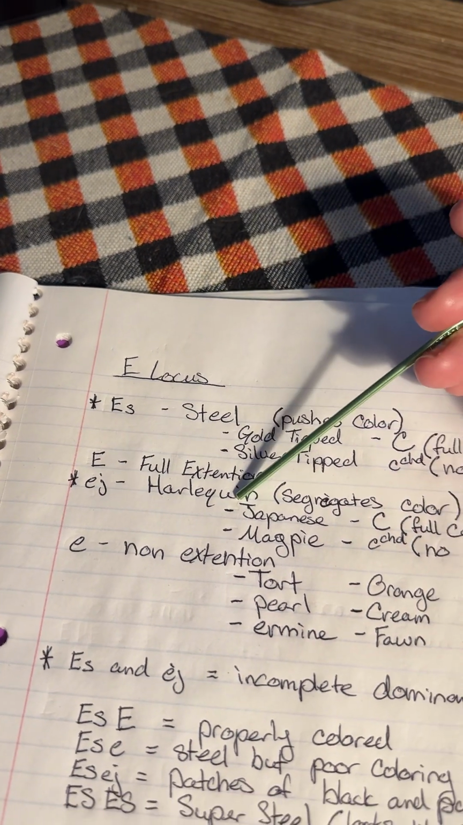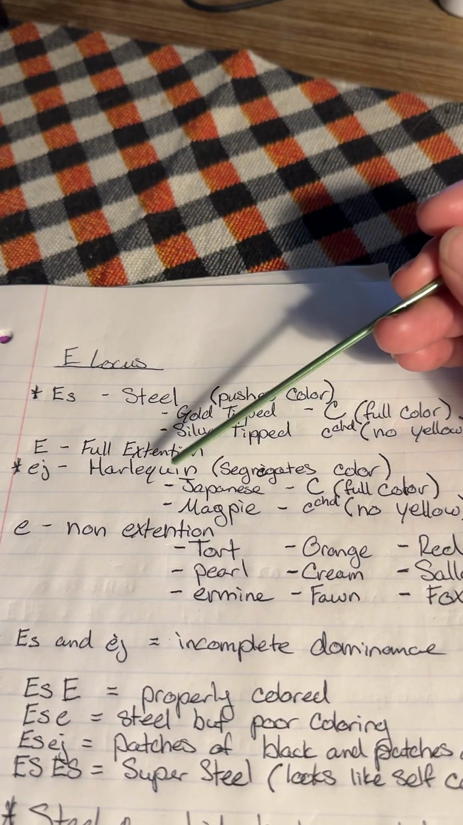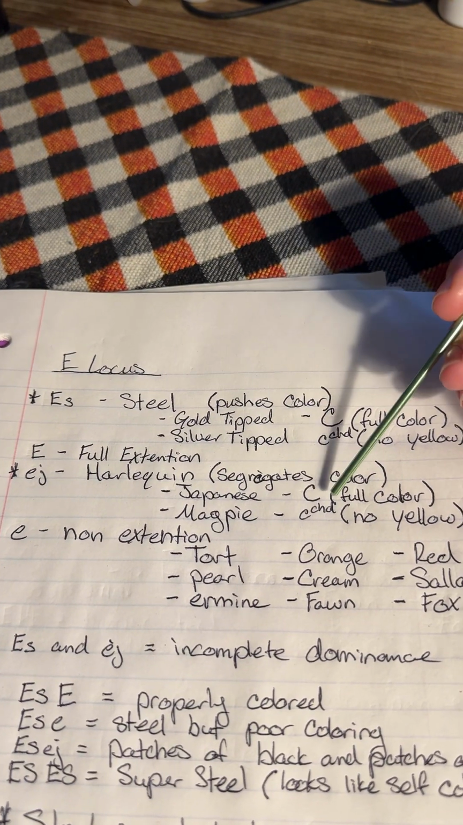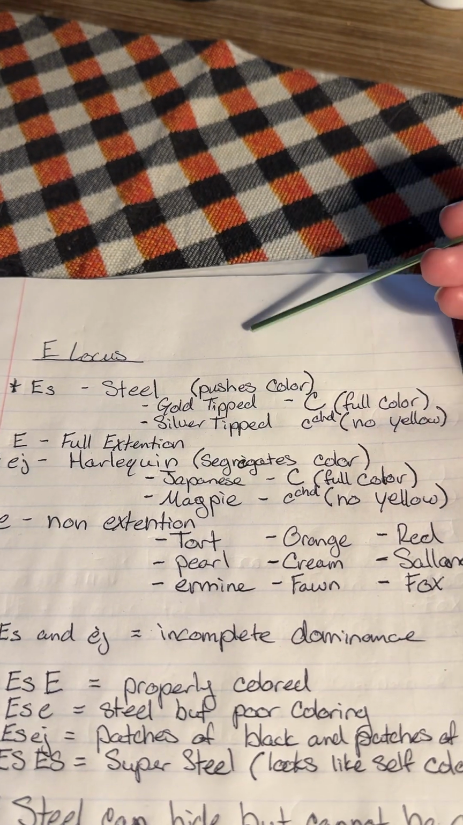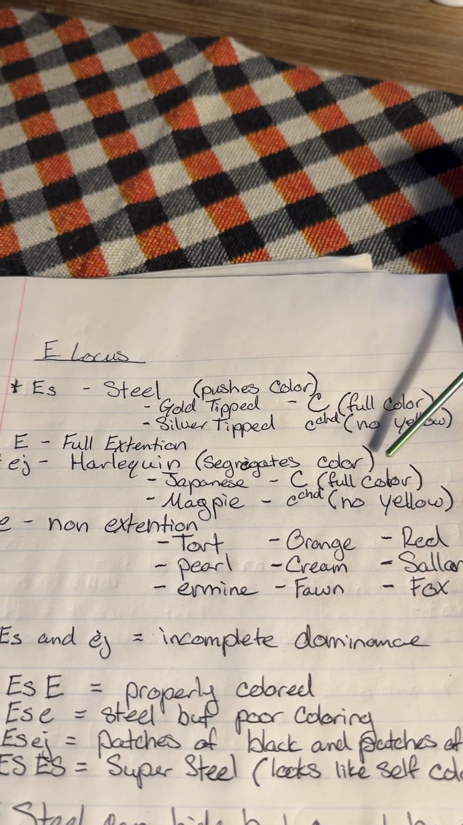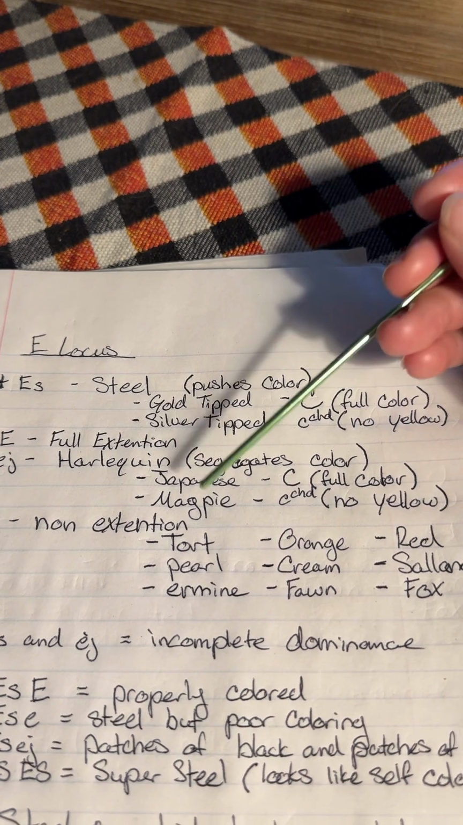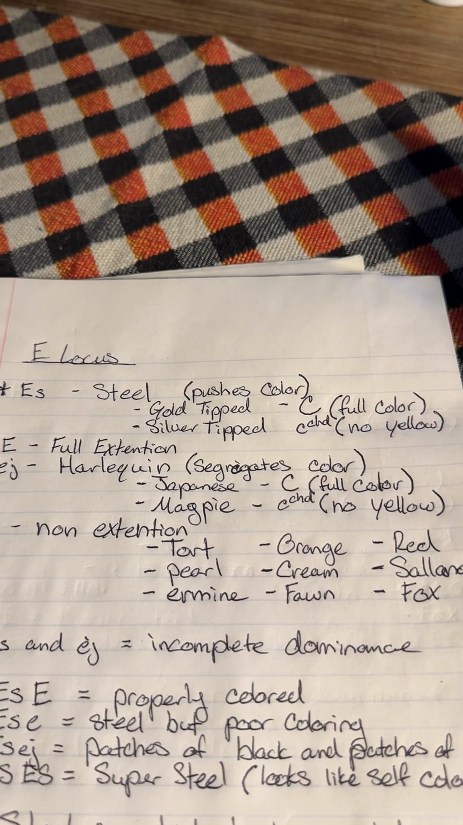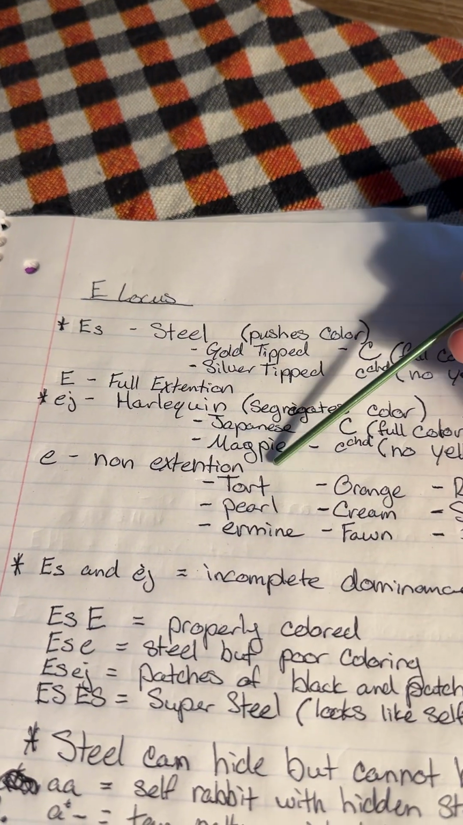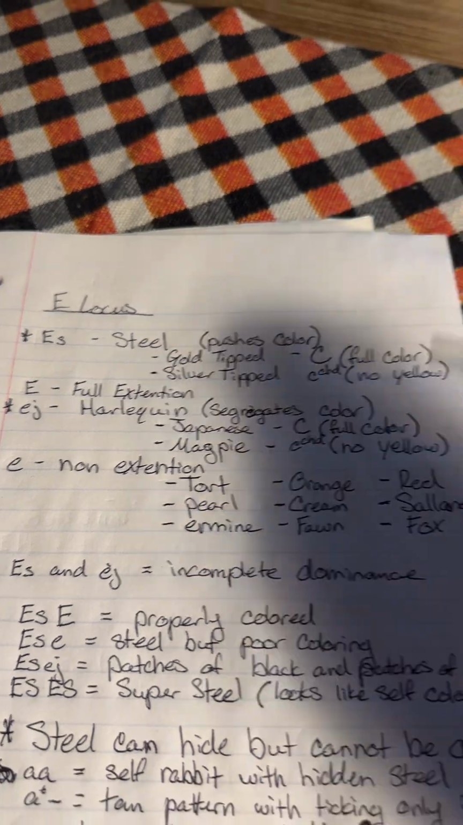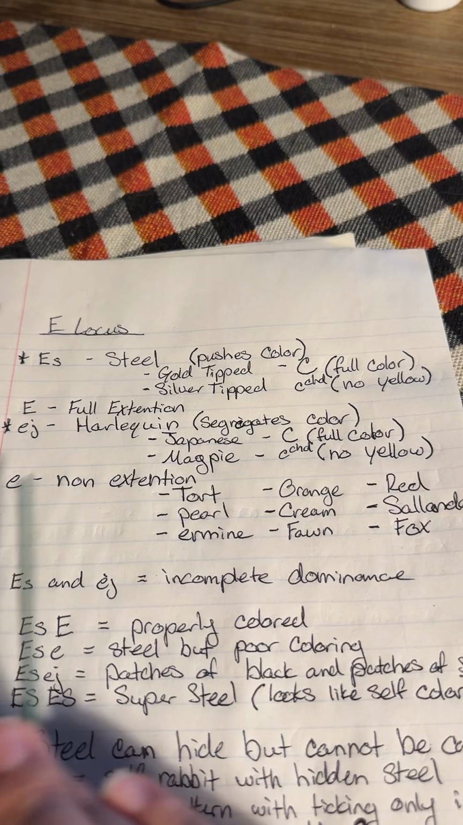Followed by harlequin, and that segregates the color into like a brindling pattern. And again, this is going to be dependent on the C locus as well for the color that you get. A Japanese harlequin will be splotches of black and orange, whereas a magpie, if it has the chinchilla dark, so no yellow, will be splotches of black and white. And then finally, we come down here to non-extension. The most notable that people mostly recognize is tort for non-extension, but all of these colors also depend on having non-extension in order to get them.